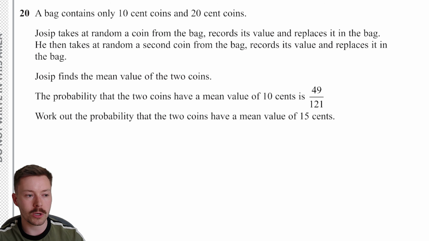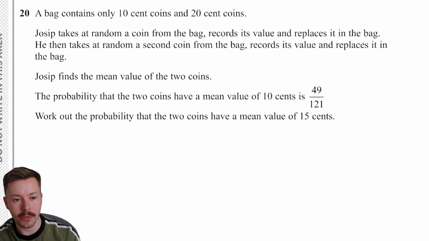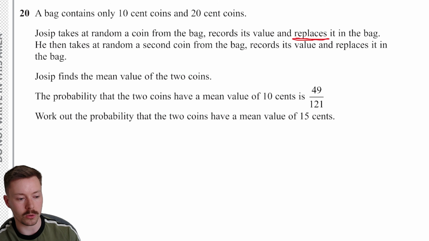Now, the bag has only got 10-cent coins and 20-cent coins in, and we don't know how many of each are in there. But we know that there is replacement, which is important because that means the probabilities each time are not going to change. They're going to be fixed. They're going to be the same. Now, with this kind of scenario, taking things out of a bag, I would be inclined to use a tree diagram.